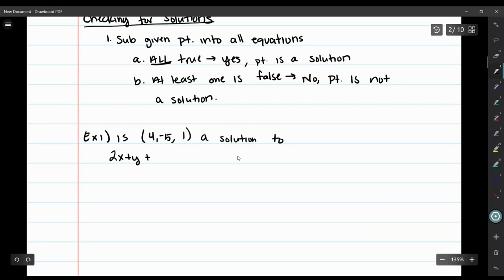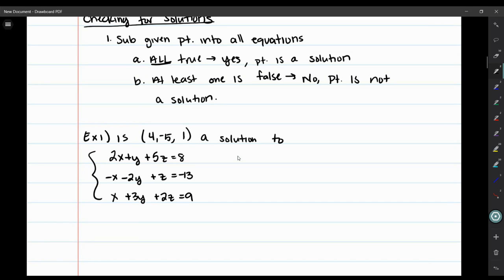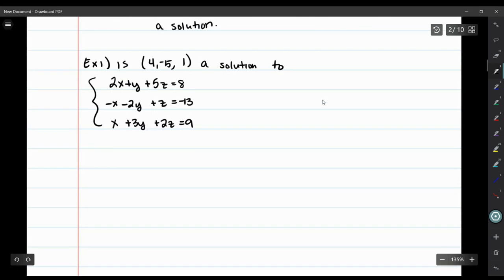It's going to be a larger one. 2x plus y plus 5z, there's my third variable that's new, equals 8. -x minus 2y plus z equals -13. And then x plus 3y plus 2z equals 9. Let me fix that x for you. So we're going to check if the coordinate point that I gave you is a solution to this system. You may see brackets like this around the system. You may not. It just depends on what book or what website you are looking at.